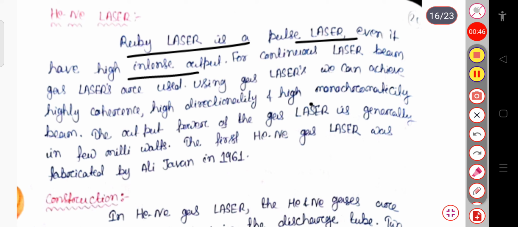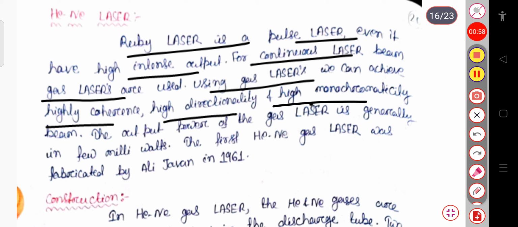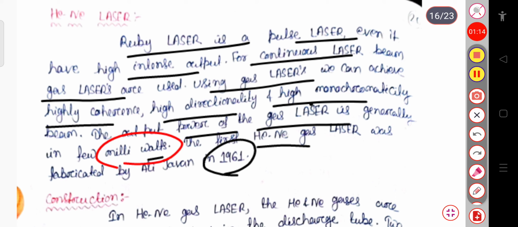For a continuous laser beam the gas lasers are used. This is the important point. Using a gas laser we can achieve a highly coherent, highly directional, highly monochromatic beam. The output power of the gas laser is generally a few milliwatts, and the first helium neon gas laser was fabricated by Ali Javan in 1961. So you can generate a continuous beam of gas laser, that is your helium neon laser.